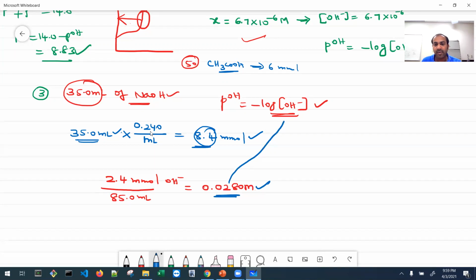Now you know the OH minus concentration. You just plug in that number into the pOH formula. Once you know the pOH value, you know how to calculate the pH. Since pH plus pOH equals 14, you just subtract this number from 14. That gives you the pH value.